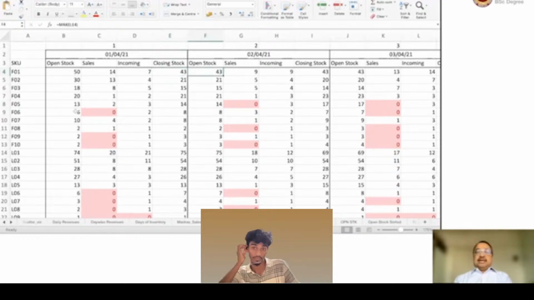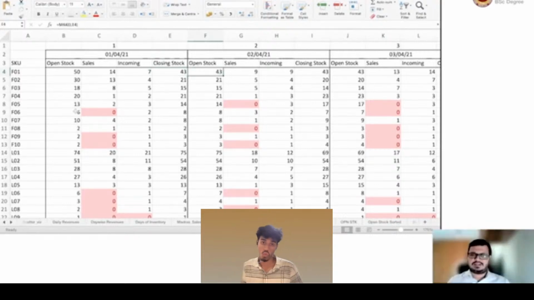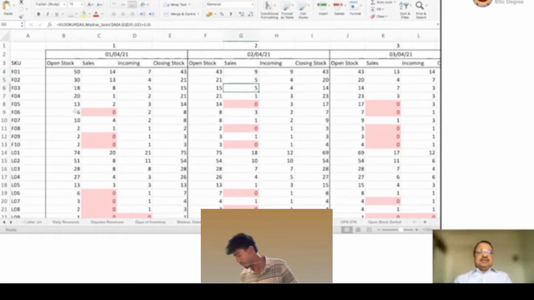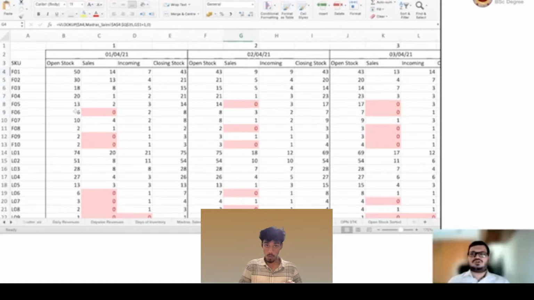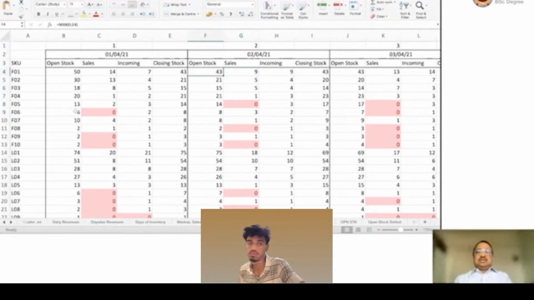Absolutely fine, except in cases where there are back orders. If the closing stock was negative, then we have taken the open stock to be 0. Perfectly fine. And just to make things legible, we've highlighted all the cells which are 0 or lower. So this is the big picture.